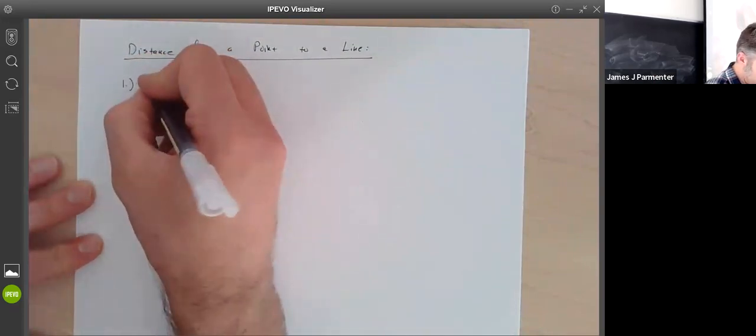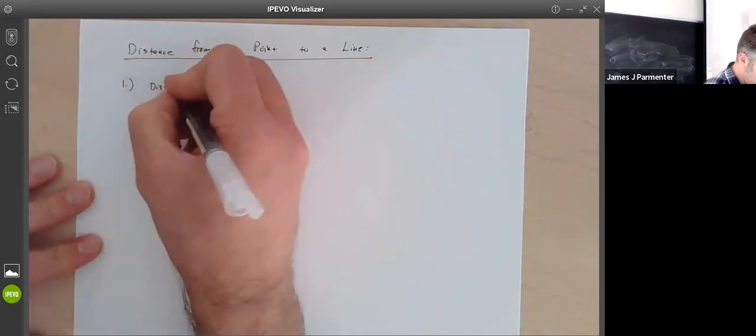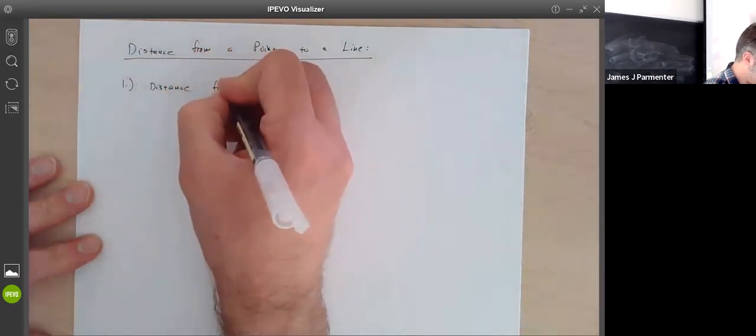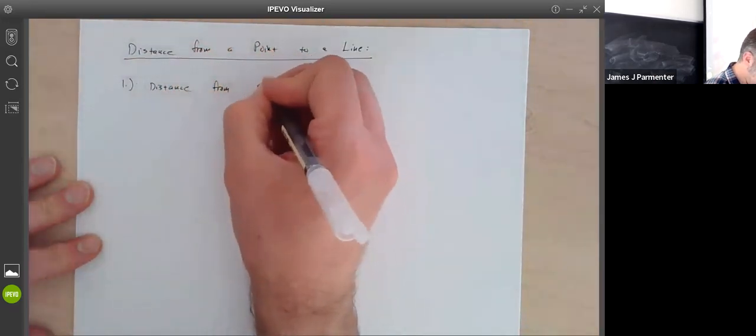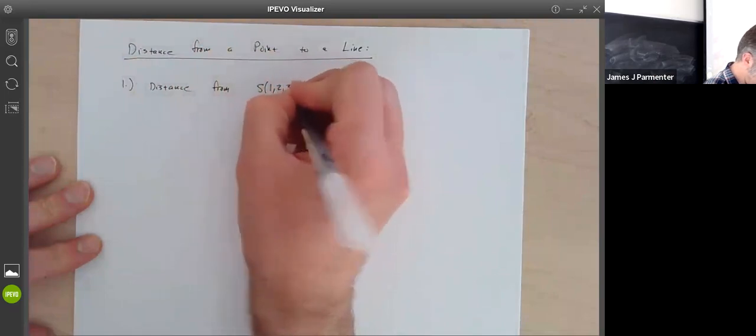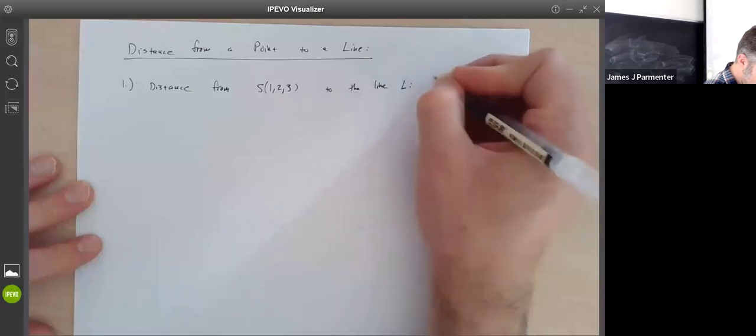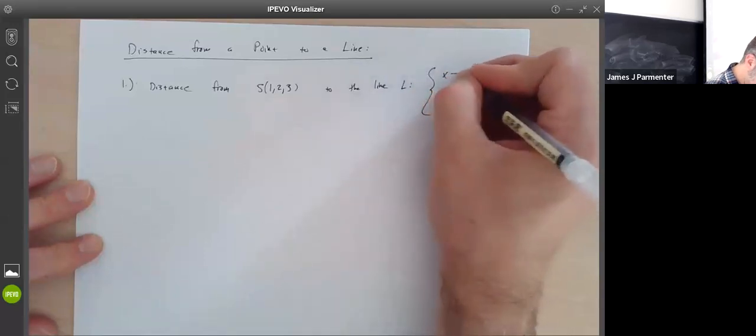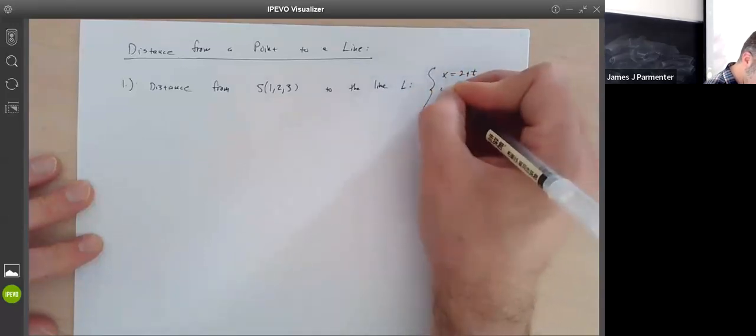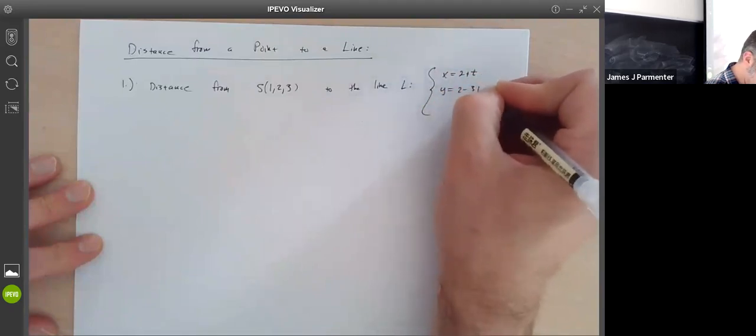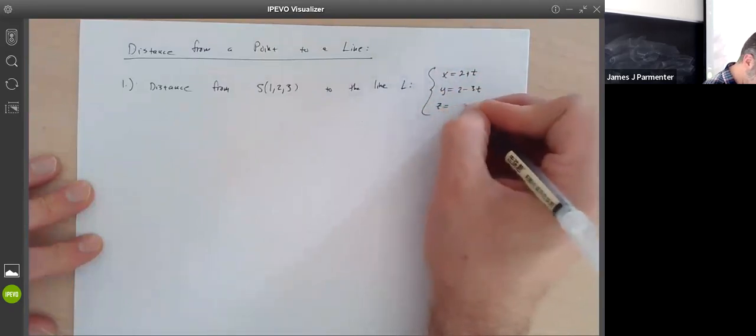So say we want to find the distance from the point, let's call it S, (1, 2, 3), to the line given by the parametric equations x equals 2 plus t, y equals 2 minus 3t, and z equals 5t.